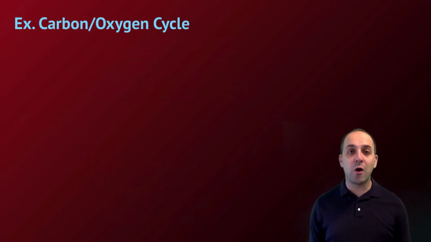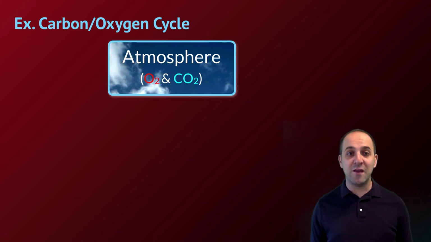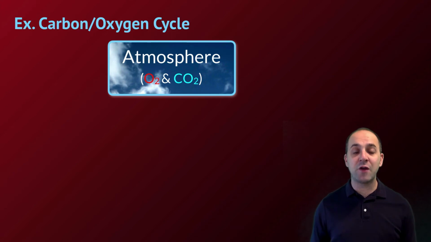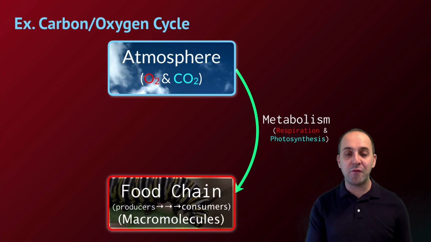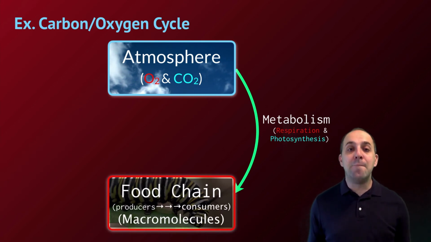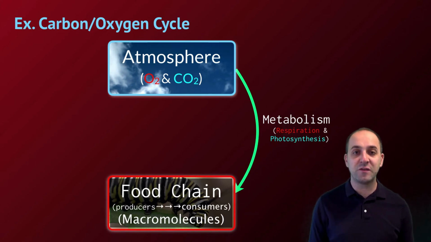We'll start with the carbon and oxygen cycle. The abiotic reservoir for carbon and oxygen that living systems have access to is the atmosphere. Oxygen exists as O2 and carbon dioxide exists as CO2. I've color-coded them here in order to track the processes that are going to bring them into and take them out of the biosphere. Those processes are metabolic processes. Specifically, respiration is going to be one process that takes oxygen out of the atmosphere for use in biological systems, and photosynthesis is going to be the main process that takes carbon dioxide out of the atmosphere and incorporates it into biological systems.